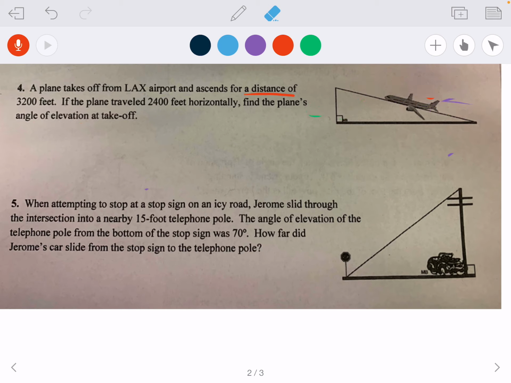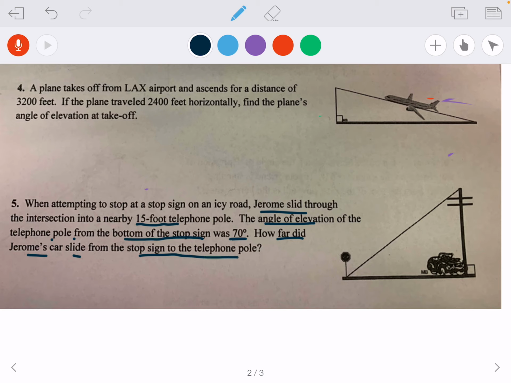So hopefully you can refer to this to help you out. So this one states, when attempting to stop at a stop sign on an icy road, Jerome slid through the intersection into a nearby 15-foot telephone pole. The angle of elevation of the telephone pole from the bottom of the stop sign is 70 degrees. How far did Jerome's car slide from the stop sign to the telephone pole?